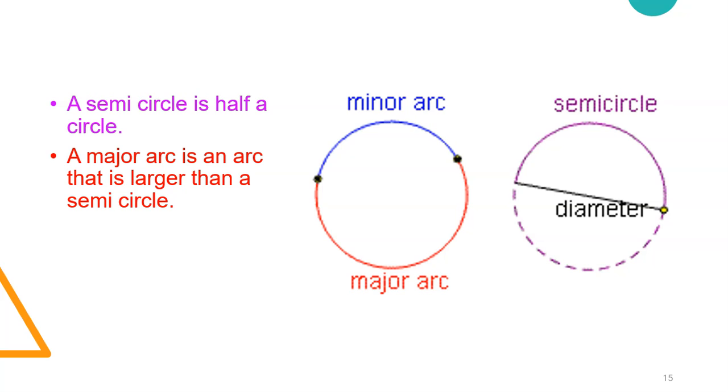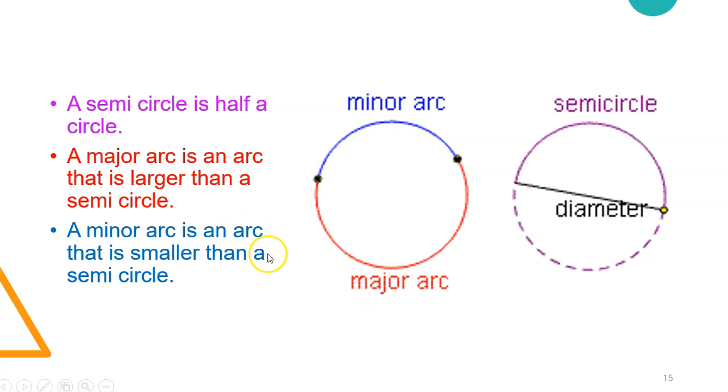A major arc is an arc that is larger than a semicircle. So you see this red colored arc? This is more than a semicircle, or larger than a semicircle. Hence it is called a major arc.